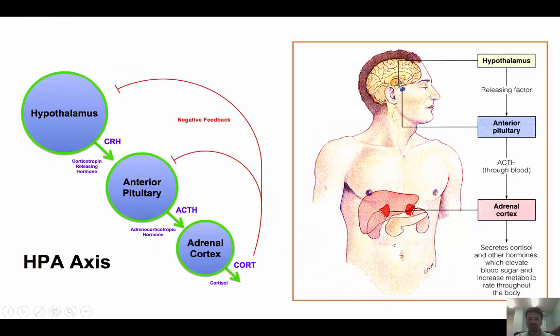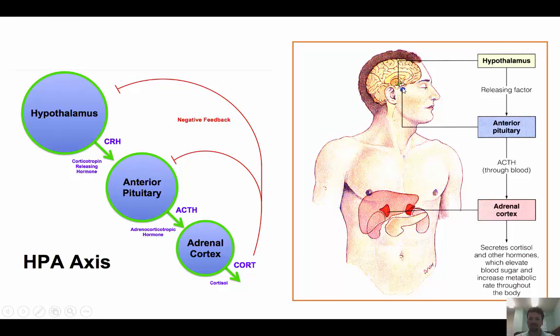Now, the stress response is controlled by something called the HPA axis. The H in the HPA axis stands for the hypothalamus, which is a very small region in your brain. The P in the HPA axis stands for the pituitary gland, which is another small region in your brain that releases a lot of hormones. And the A in HPA stands for the adrenal cortex, which is part of your adrenal glands that's located in your peritoneal or abdominal cavity. Together, these three structures have a unique connection based on the hormones that they release.